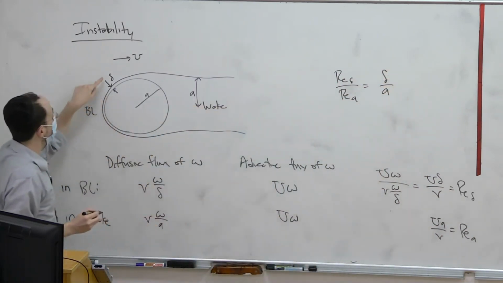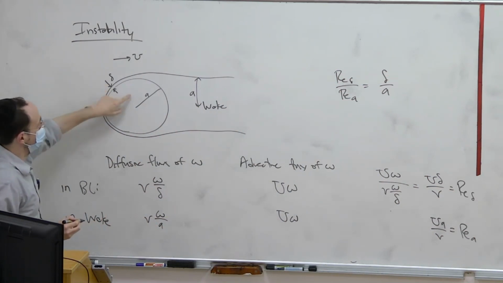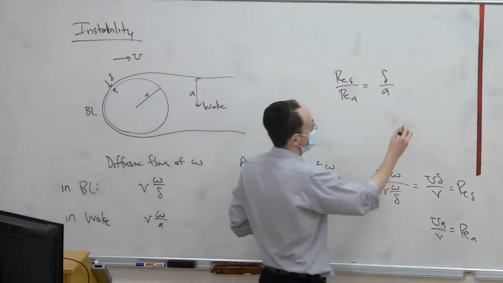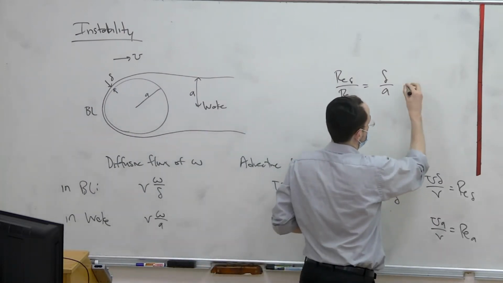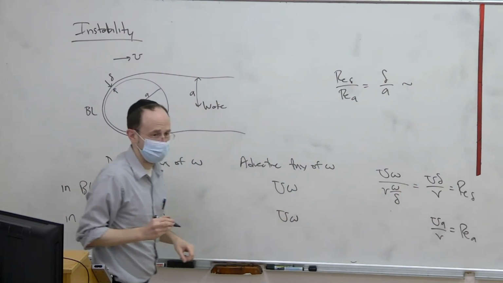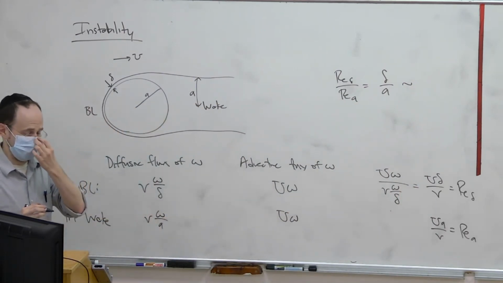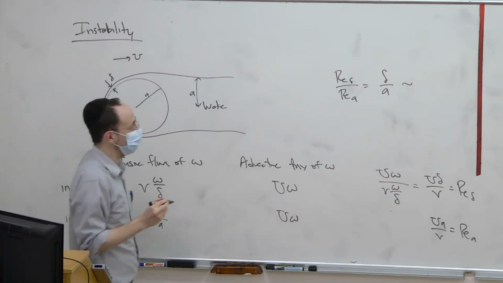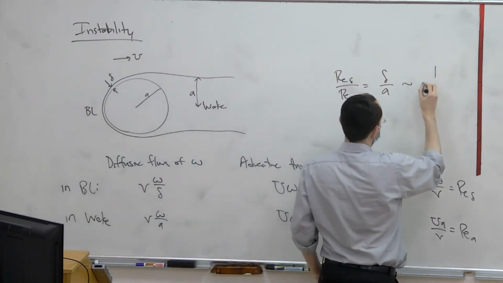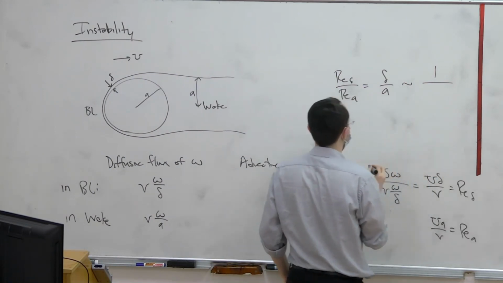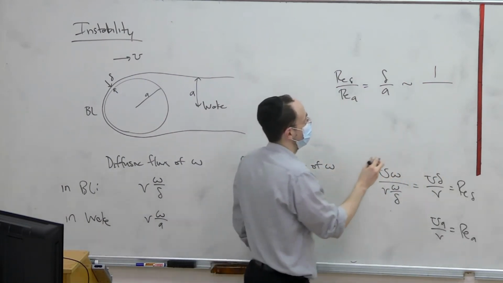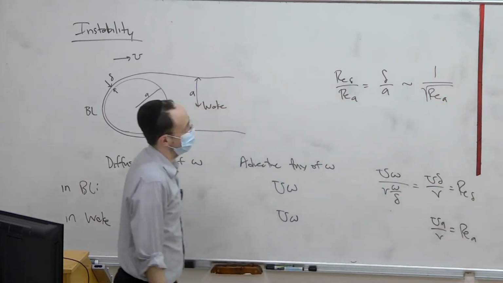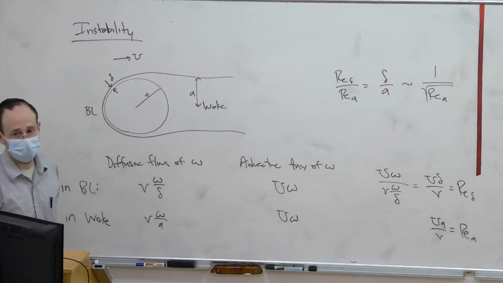What's the ratio of the thickness of the boundary layer to the characteristic length scale of the body? This was a parameter when we did the asymptotic approximation. And what is it? It was proportional to one over the square root of Reynolds, but I don't remember Reynolds of what. Reynolds A. Right? So this is what we learned from our asymptotic analysis.